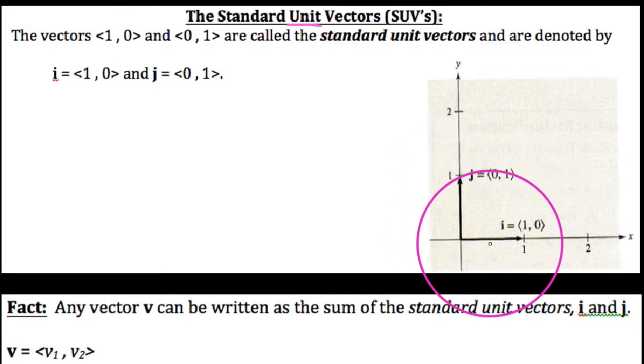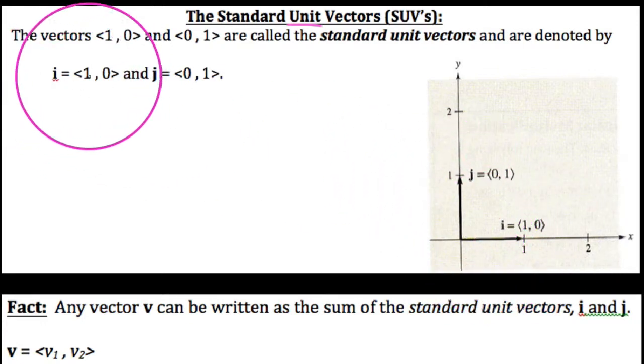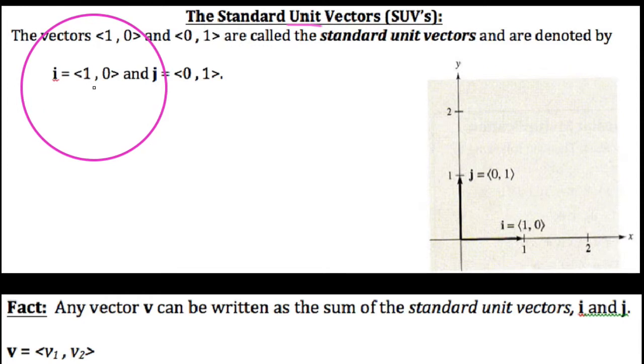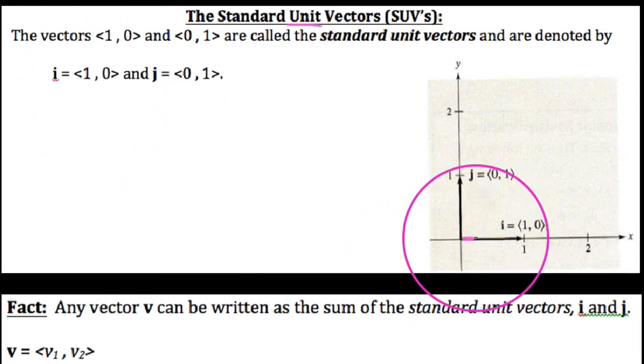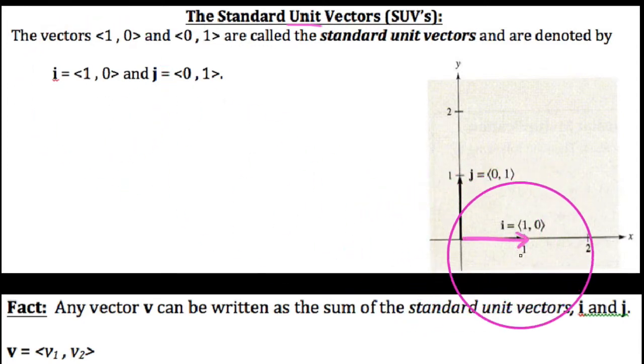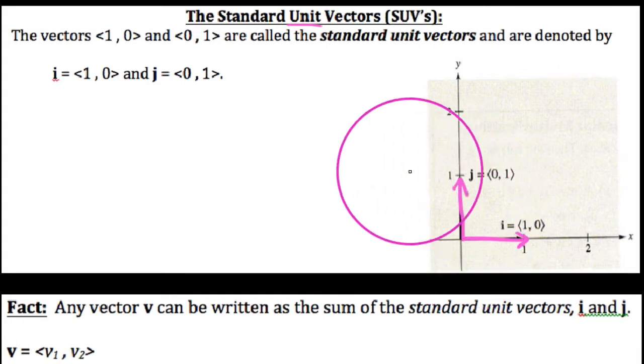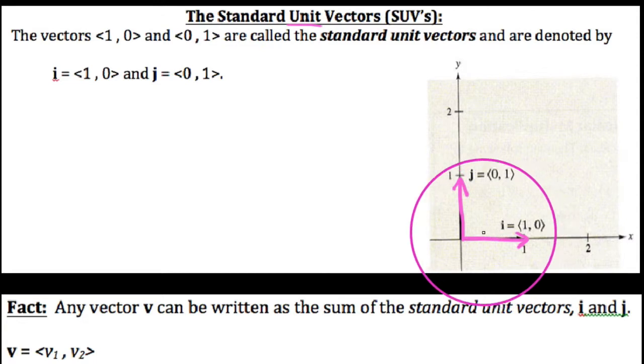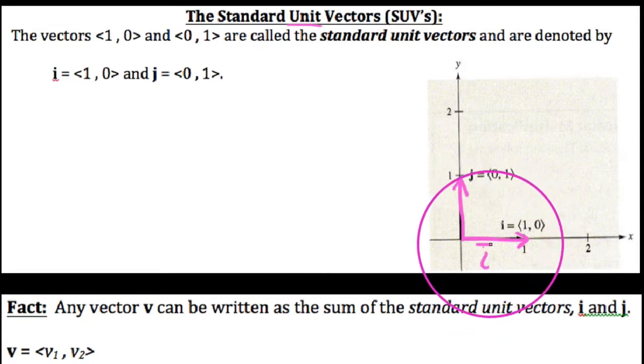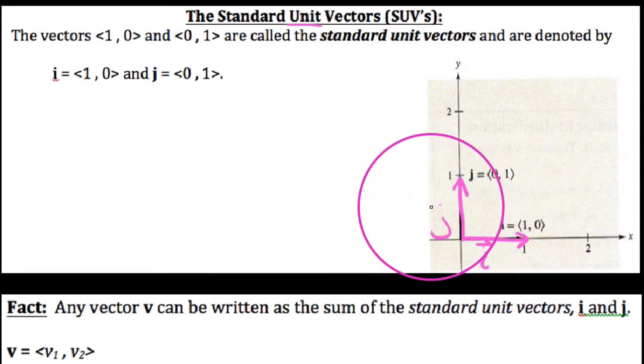We say these are the vectors that you see I have graphed here, where i is this vector in component form 1, 0. Okay, so i is this vector that goes from the origin out 1 unit to the right here, and j is, as always, understood as being the vector that has the component form 0, 1. We refer to this as vector i, and this is vector j here.